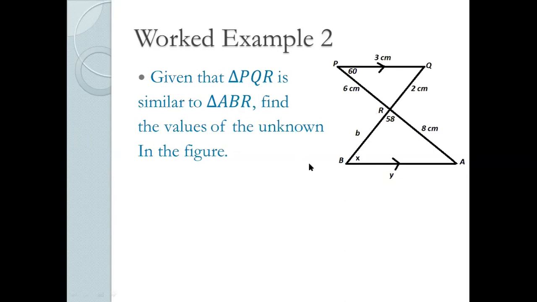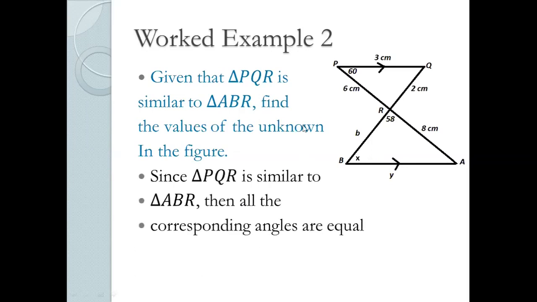Now look at the unknowns in the figure. There are two sides which are unknown, b and y, which are the sides BR and BA of triangle ABR. There is an unknown angle as well, which is x. Let's find the angle first.